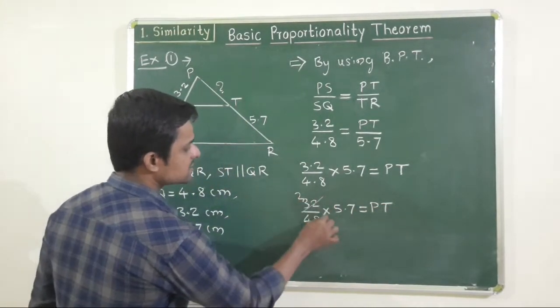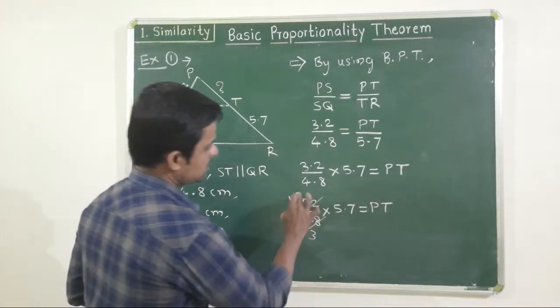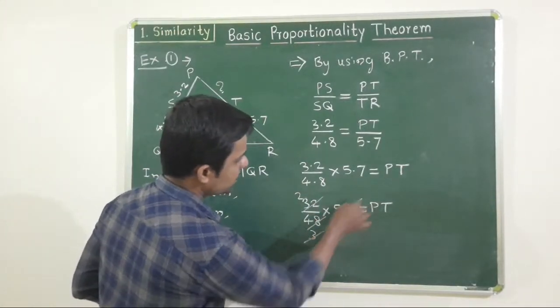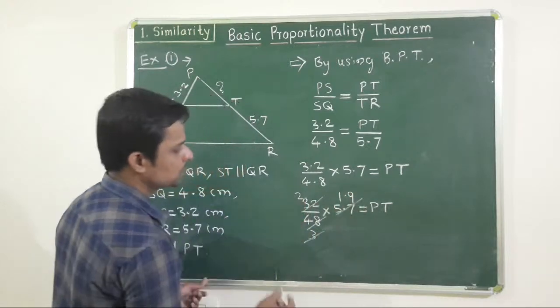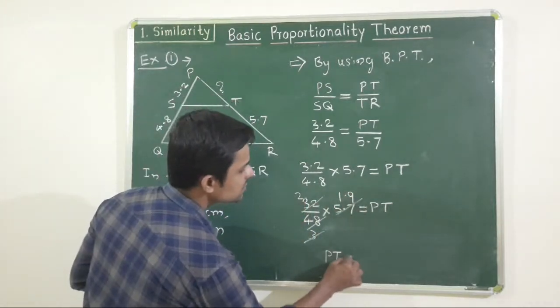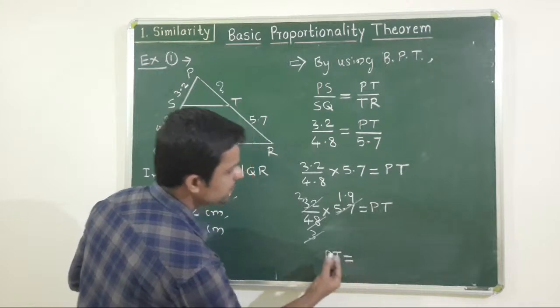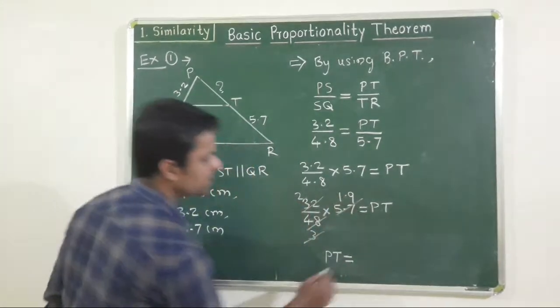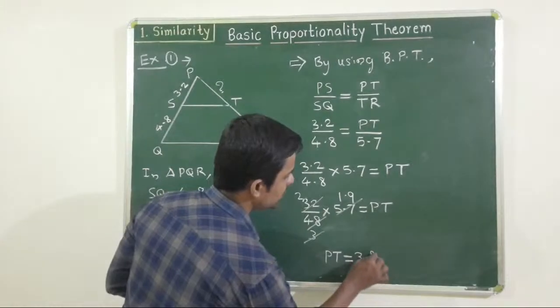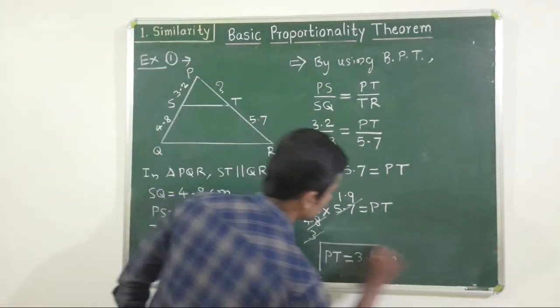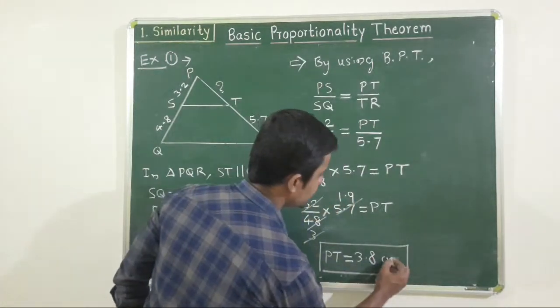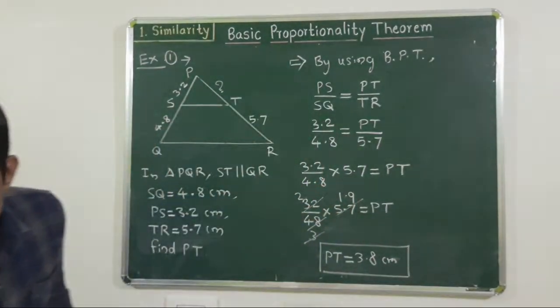16 2s are 32, 16 3s are 48. We can divide 5.7 by 3, that is 1.9, into 2. Simple calculation, you can do it on your own also. PT is equal to 1.9 into 2, that is 3.8 centimeter. 3.8 centimeter.